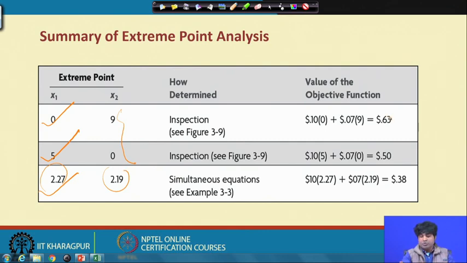Now putting all these values in, we find here 0.63, then this is 0.50, and this is 0.38. So technically, if you compare the z values in all these three cases, this is the minimum. That means this will be the right choice, and here the value of the decision variable x1 is 2.27 and x2 is 2.19. This is economically feasible, socially desirable, and our problem is very effectively addressed as per the requirement.